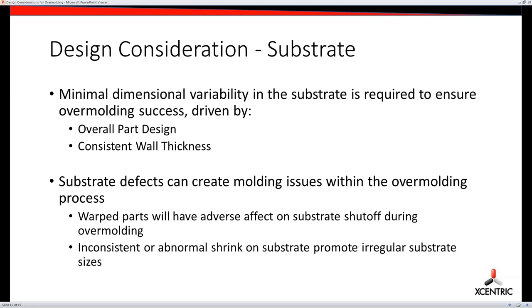You can't have a lot of variance between the shrink, the fill, any of those things, because once that substrate gets put into the overmold, it has to shut off perfectly and tight. And once you have a piece that goes in there that's a little small, there's a little abnormal shrink, the overmold's going to flash and you're going to have a mess on your hands.